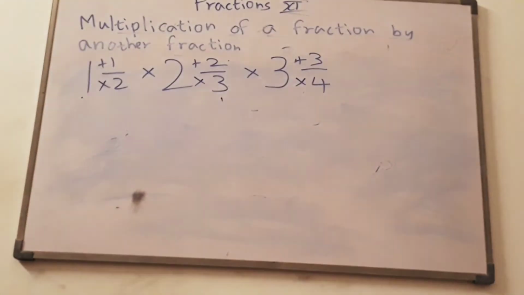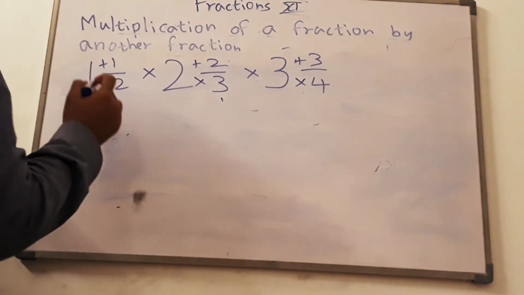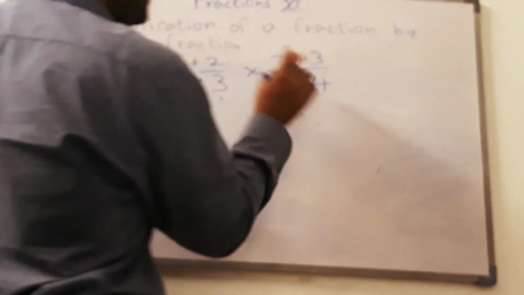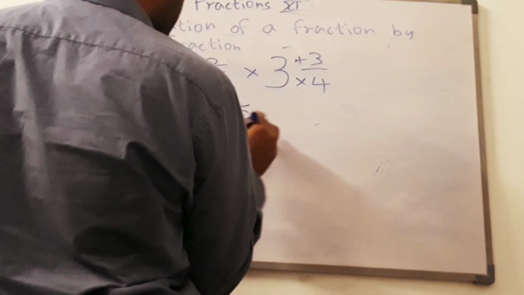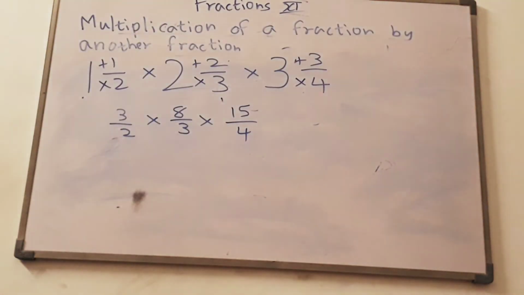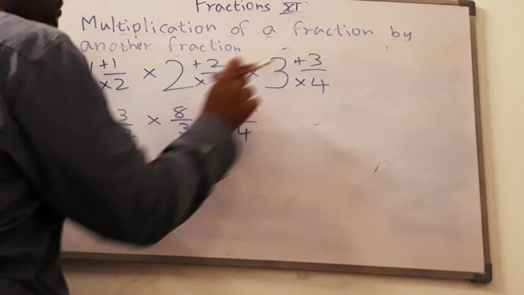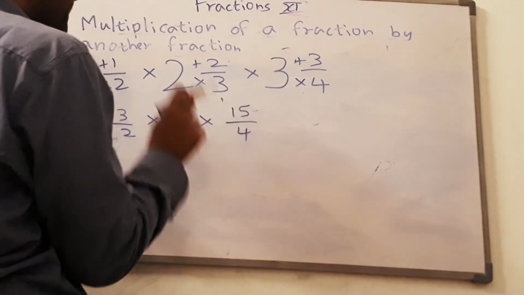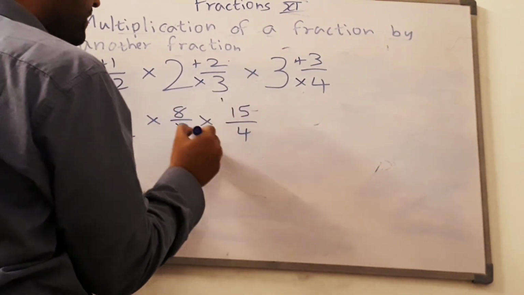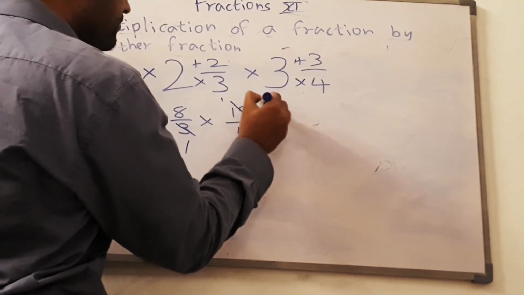First of all, we have to convert each mixed number into an improper fraction. 2 times 1 is 2 and 1, 3 over 2. 2 times 3 is 6 and 2, 8 over 3. 4 times 3 is 12 and 3, 15 over 4. Now I am going to simplify. 3 and 15 also I can simplify, not only 3 and 3 but also 3 and 15. 1 3 and 5 3s.